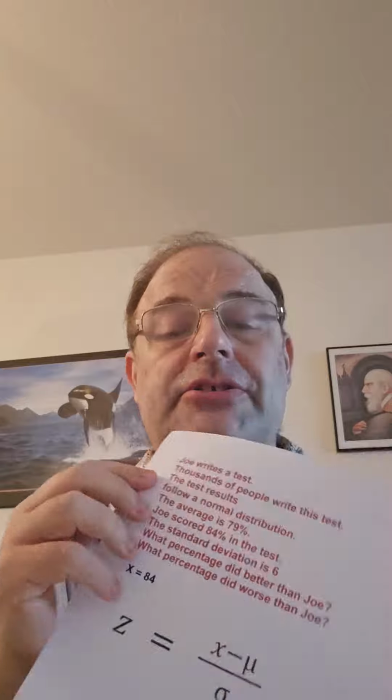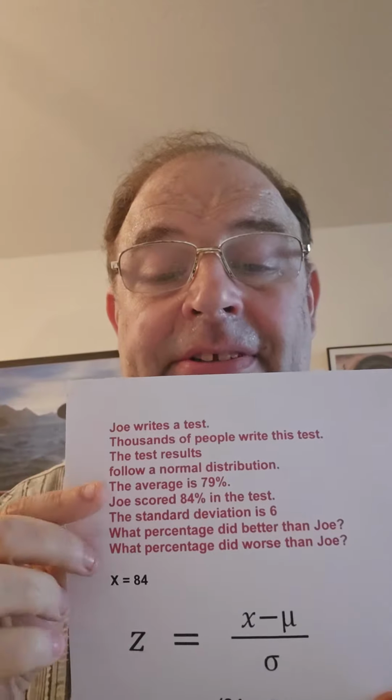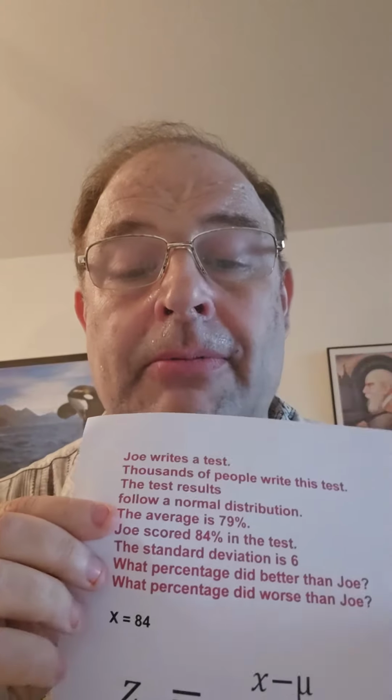Okay, now to demonstrate this, I made up a question. There are some concepts in the question I haven't explained yet, but I'll explain them with the question. Joe writes a test. Thousands of people write this test, and thousands have written it already. And the test results follow a normal distribution. Same thing, if I do a chart like this, and we fill in the scores, let's say from 0 to 100, the number of people who got 40% will represent the length of the line above the 40. That's why this follows a normal distribution.